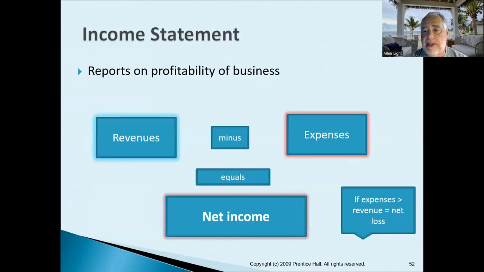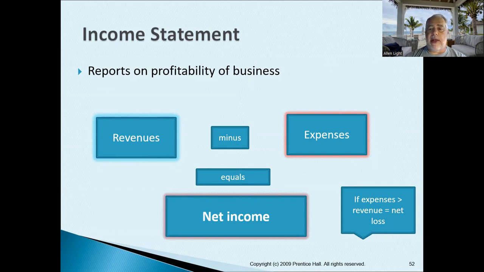Now, one important thing to remember is that these statements have to be done in order, because the information found on one statement is used in the next statement. So if you do them out of order, you're not going to have up-to-date information. Here's the example. The income statement is done first.